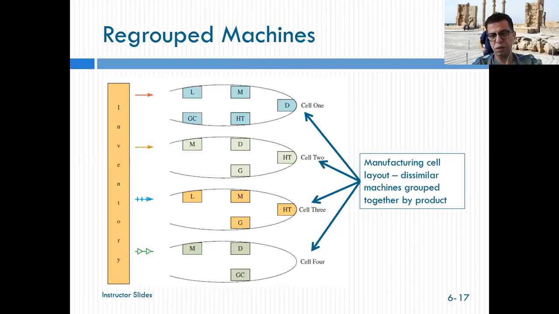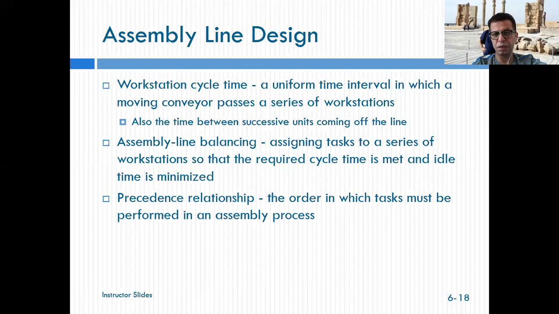So the manufacturing cell layout has dissimilar machines grouped together in a product cell. And the assembly line design, which is the most used one, involves the workstation cycle time, which is the time interval in which a moving conveyor passes a series of workstations. Assembly line balancing is assigning the tasks to a series of workstations so that the required cycle time is met and idle time is minimized. I will show you later how it looks so you can understand better. Then there is the precedence relation, the order in which tasks must be assembled.